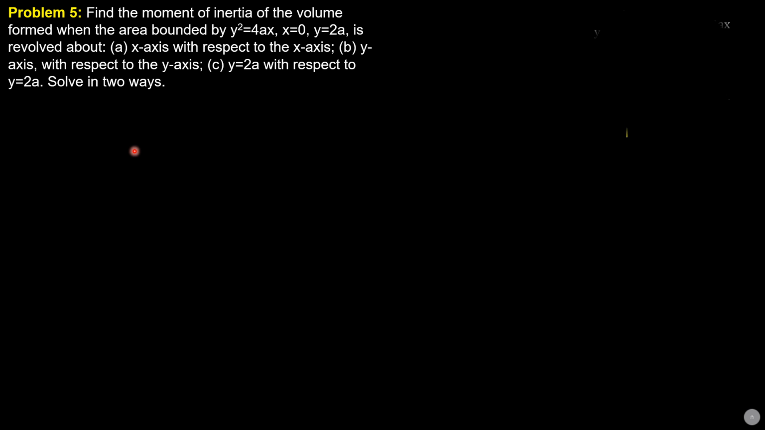So let's have the graph first as our guide. This is the parabola open to the right, y squared equals 4ax. Then this is the line y equals 2a, and this is the line x equals 0, or the y-axis. When y is 2a, 2a quantity squared is 4a squared divided by 4a, so x is a. So the point of intersection with the line y equals 2a has coordinates a comma 2a, and we consider this region.